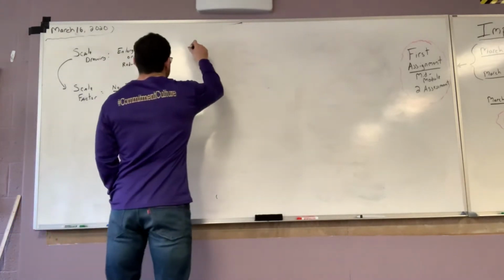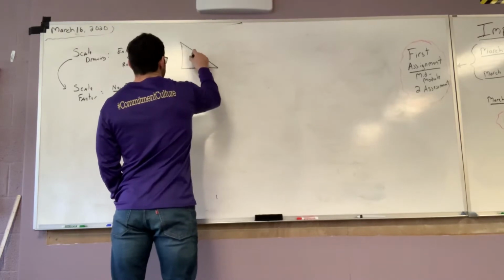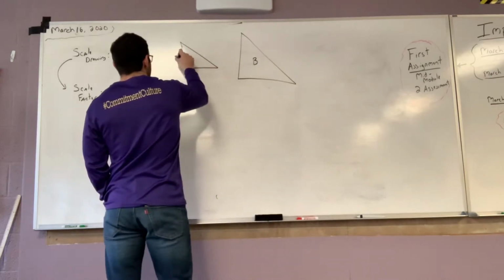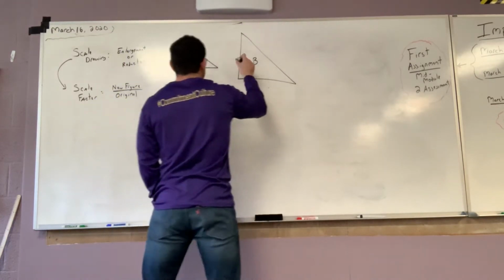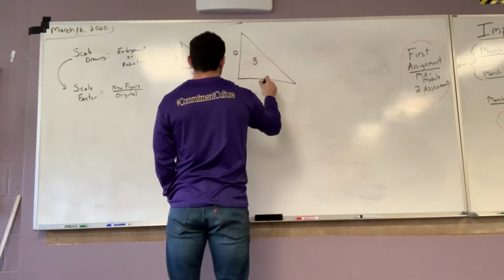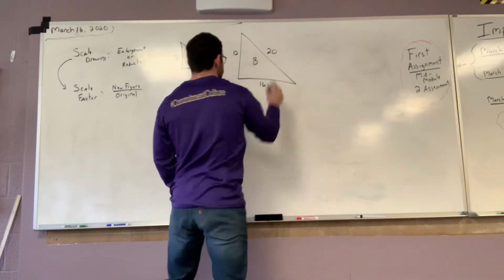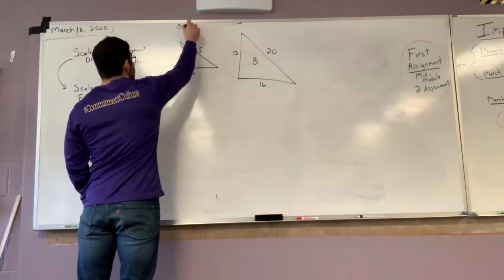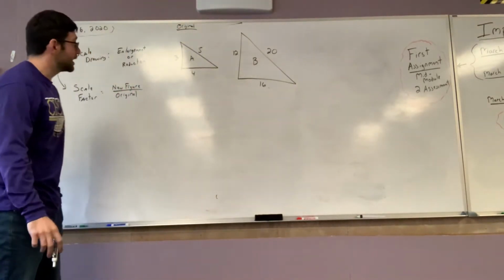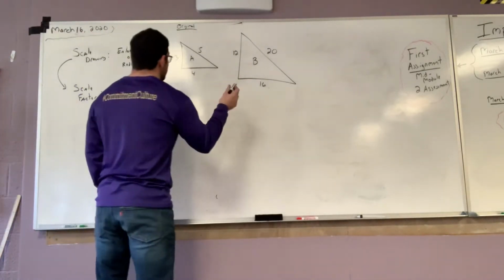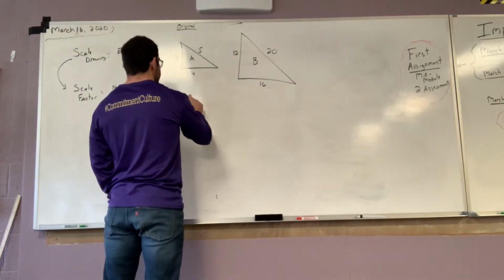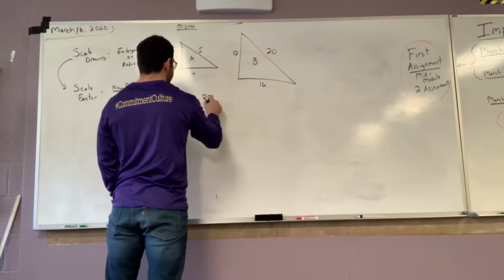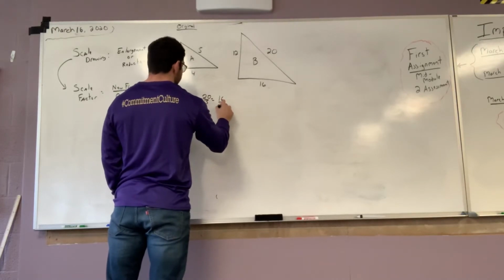So if I have figure A, figure B, 3, 4, 5, 12, 16, 20. And I say figure A is the original. Immediately you can say, hey, figure B is an enlargement, it's bigger. So to figure out the scale factor, I set up my proportions. 12 divided by 3, corresponding sides. 20 divided by 5, corresponding sides. 16 divided by 4, corresponding sides.